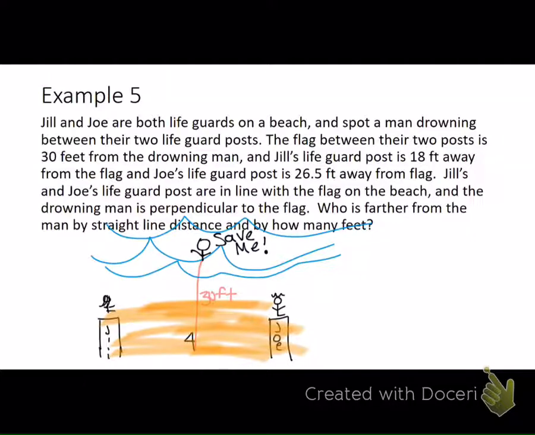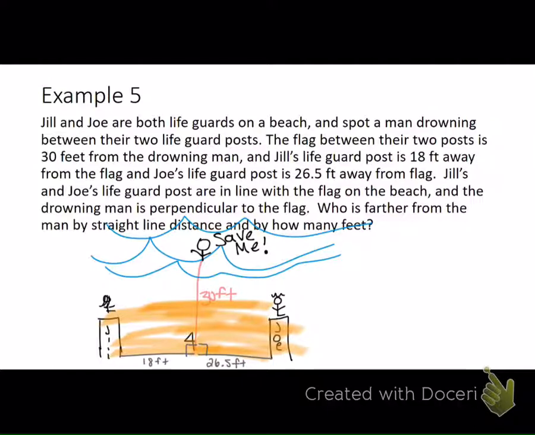Okay, so Jill's lifeguard post is 18 feet away from the flag, and Joe's lifeguard post is 26.5 feet away from the flag. Jill and Joe's lifeguard posts are in line with the flag on the beach, and the drowning man is perpendicular. They're telling you this so you know it forms a right angle, so that you can actually use the Pythagorean theorem. Who is farther from the man by straight line distance, and by how many feet?